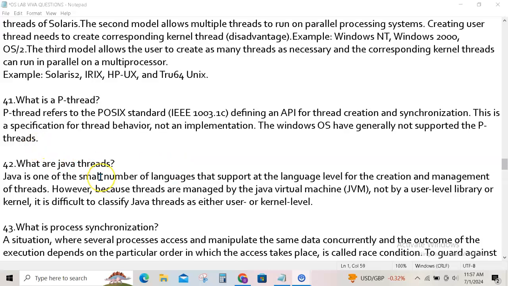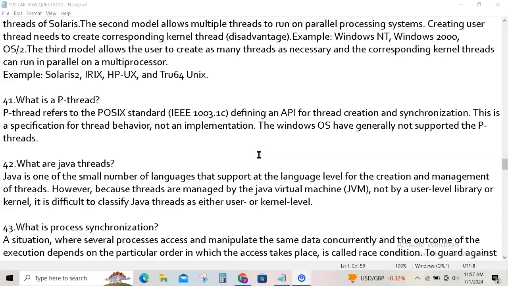What is a pthread? P stands for the POSIX standard. It is an API for thread creation and synchronization that provides a specification for thread behavior. The Windows operating system does not support pthreads. So pthreads is a POSIX standard that defines an API, an application programming interface, for thread creation and synchronization. It just gives a specification for thread behavior and not an implementation, and is not available in Windows.